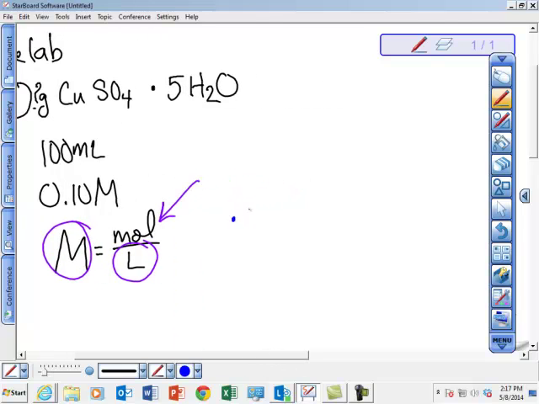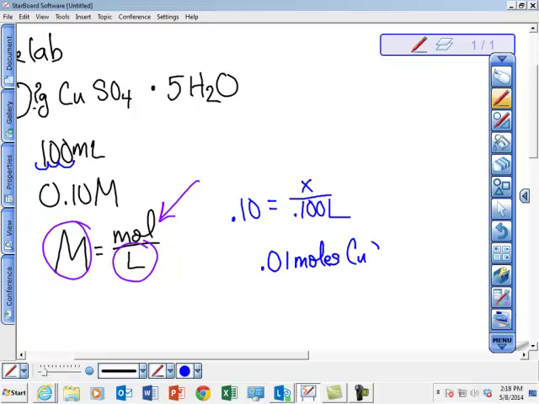So you're going to say 0.10 is equal to x. We're going to solve for the moles on the numerator. And just convert this volume into liters. That's 3 decimal movements. 1, 2, 3. So we're going to say 0.100 liters. So just grab a calculator, check your work. This is 0.1 times 0.1. You're going to get 0.01 moles.